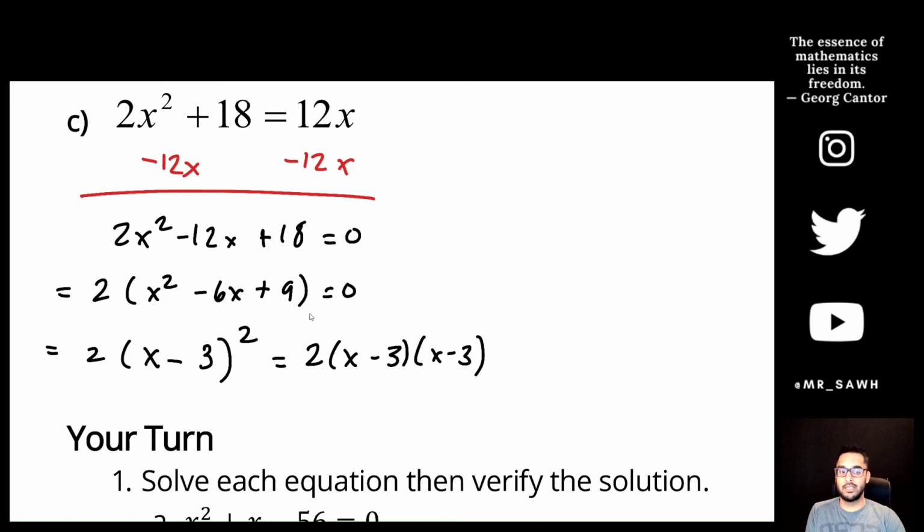You can factor it by decomposition. You can factor it using the other method we talked about, finding 2 numbers that multiply to 9, add to negative 6. It'll be negative 3 anyways, so you'll just see them twice. There's a lot of different ways you can do this one. This is just the fastest.